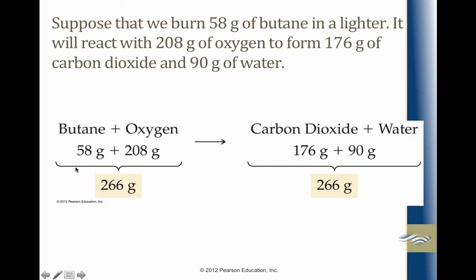Here's an example of that. This is reactants on the left, products on the right. If we say we have butane and we react it with oxygen and we form carbon dioxide and water, which is what we call combustion. This is the combustion of butane. Well, if we had 58 grams of butane at the beginning and 208 grams of oxygen, we have a total of 266 grams. This is our mass of reactants. It must equal our mass of products at the end. That's a law, and we operate within that law.